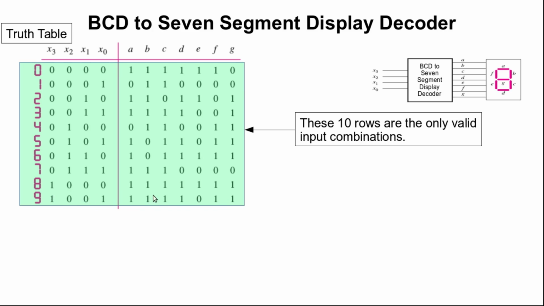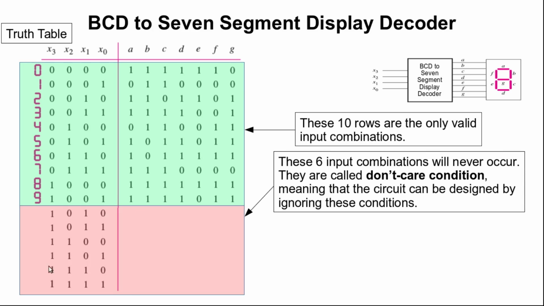Now, what about the remaining 6 rows? These 6 input combinations will never occur, and such inputs are actually called don't care conditions, meaning that the circuit can be designed by ignoring these conditions. So this is what we mean by don't care conditions.